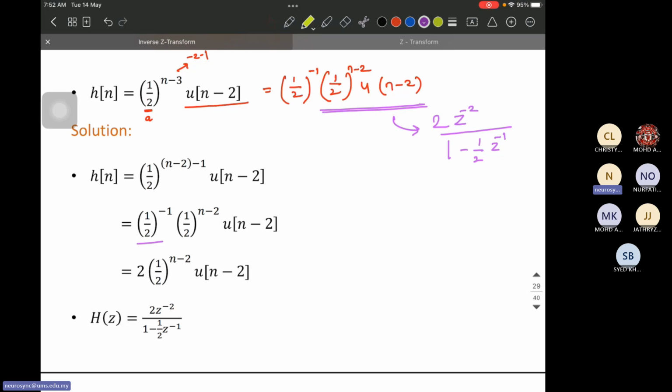Then what will be the ROC for this? The ROC is modulus of z greater than 1 by 2, because this is a right sided signal, so the ROC will be the outer region, the exterior ROC. Okay.